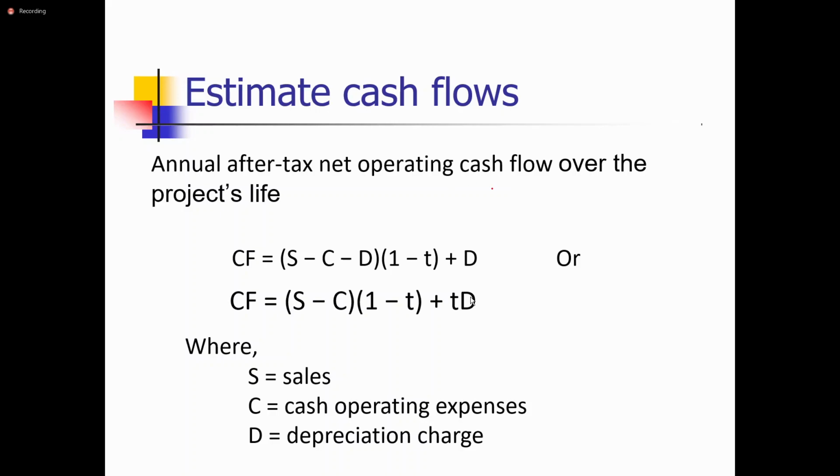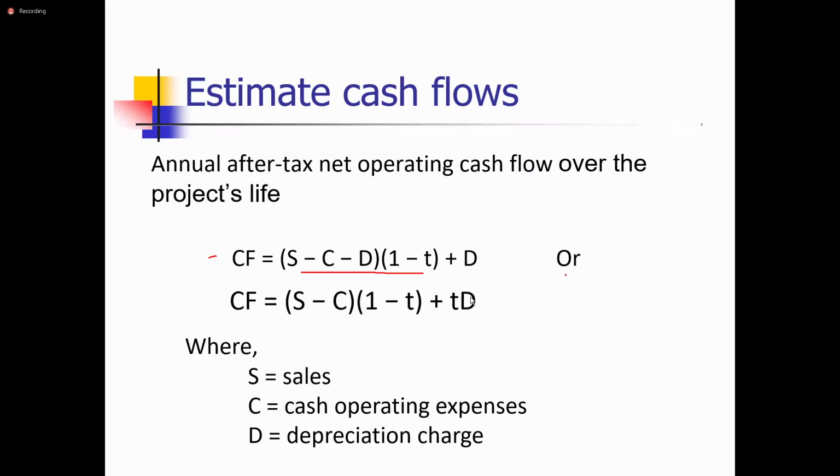So the annual after-tax net operating cash flow over the project's life, you can calculate like this. Annual net operating cash flow: S is the sales. Sales minus cash operating expenses. From the sales, you deduct the operating expenses, and D is the depreciation. So this is the net income. On that you have to pay tax, so you multiply by 1 minus the tax rate. This is the after-tax net income. Then you add back the depreciation to get the cash flow. So you have to add back the depreciation.